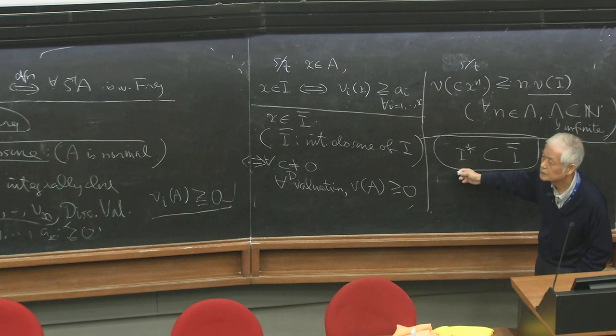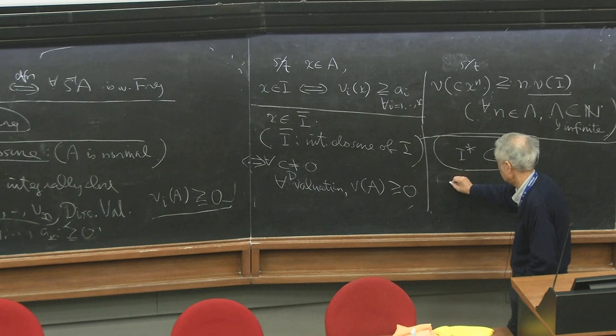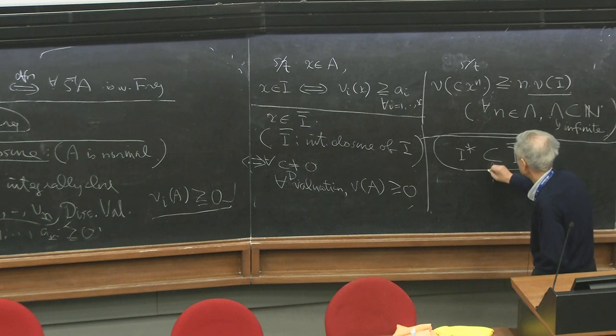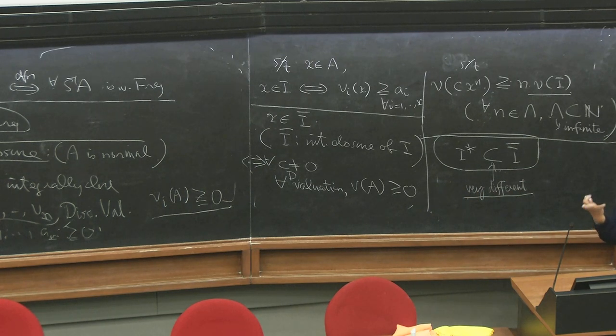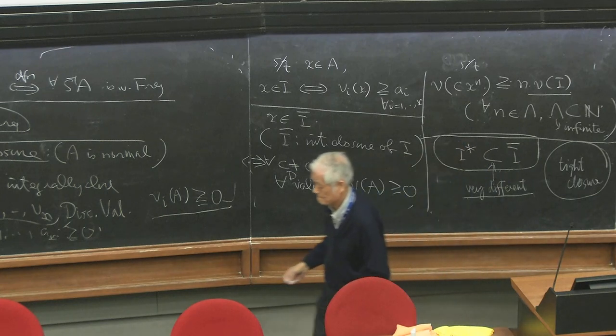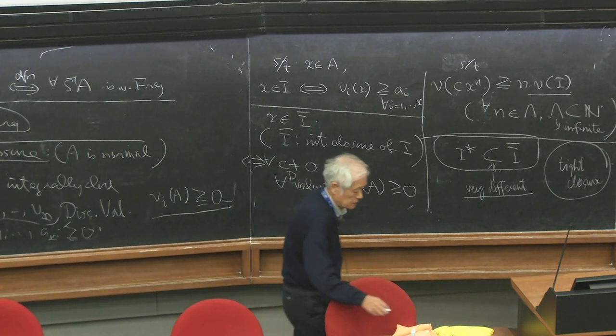And so they are very different. Usually very different. So the name tight closure comes from this fact that tight closure is very tight compared to integral closure. Okay. So, the Briançon-Skoda theorem.